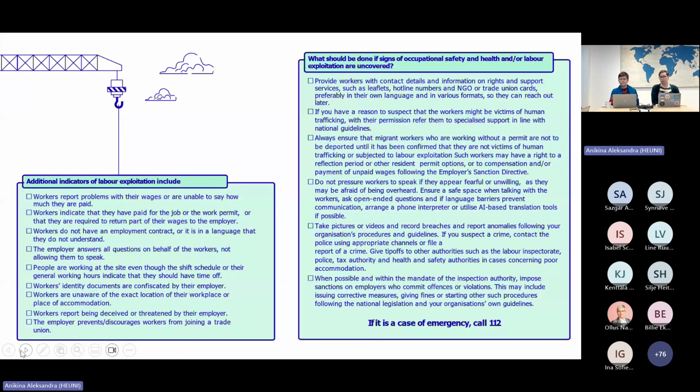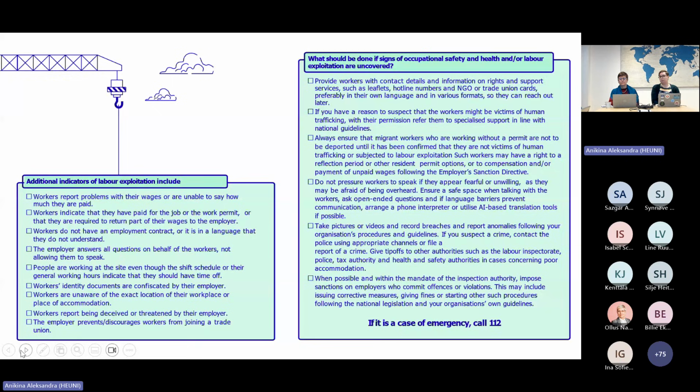We also make the point that it should be ensured that migrant workers who are working without a work permit are not to be just deported before it has been confirmed that they are not victims of human trafficking or subjected to labor exploitation, because such victims might have right to reflection periods or other resident permit options, or to compensation, including this payment of unpaid wages following the employer sanction directive.